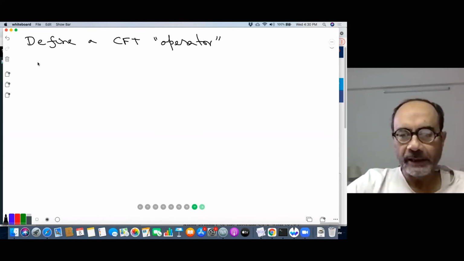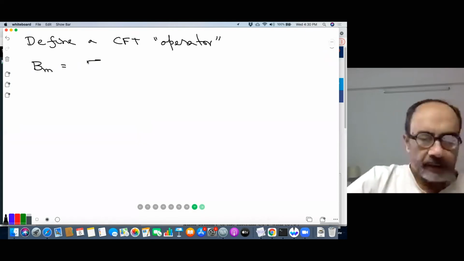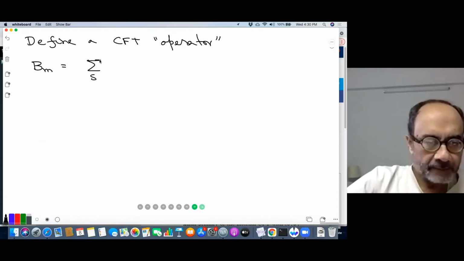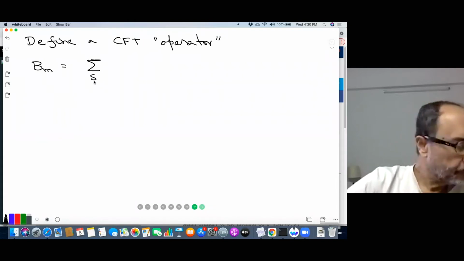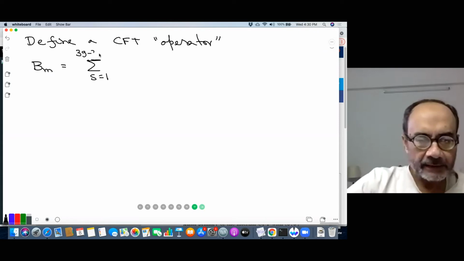So the CFT operator that we will define is this B_m, capital B_m, which is a sum over s, where s runs over all the CSS, the 3g minus 3 plus 2n objects. So let me write 1, 2, 3g minus 3 plus 2n.